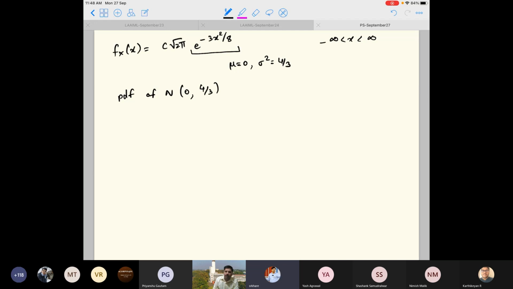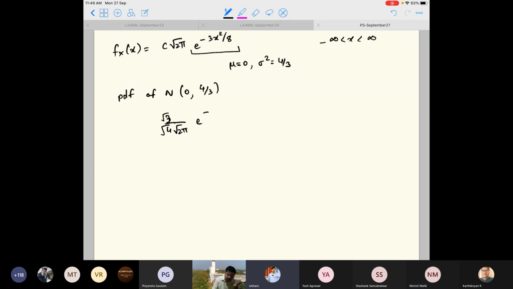Can anybody tell what is the PDF of this? 1 upon sigma root 2 pi. So what will I write down? 1 upon sigma, so 3 by 4 root 2 pi. Is that fine? Yes, sir. We have taken sigma square to be 4 by 3, so I will actually have a square root of that here.